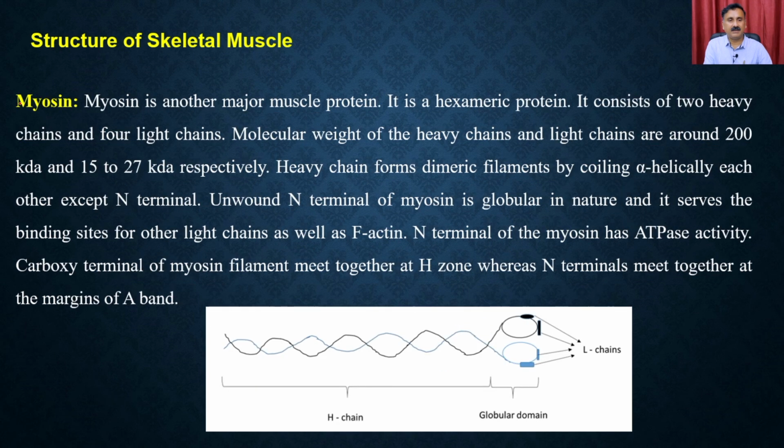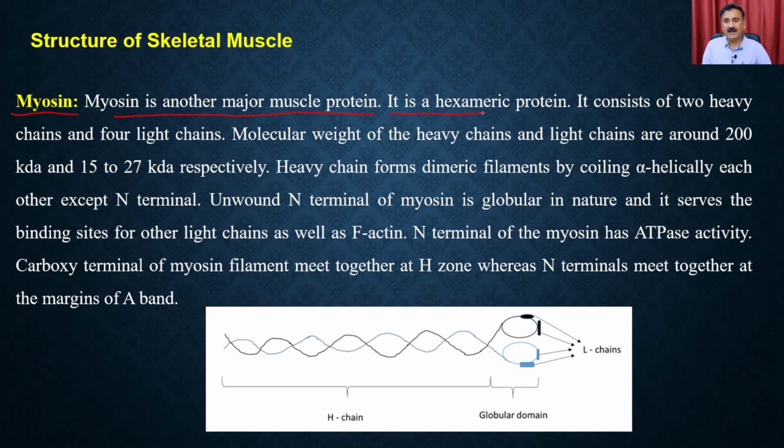Then we have another protein called myosin. Myosin is another major muscle protein. Myosin is actually going to provide the driving force, right. Myosin is called a motor protein. So, they are going to provide the strength to the muscles, and the actin is going to provide the structure. It is a hexameric protein.